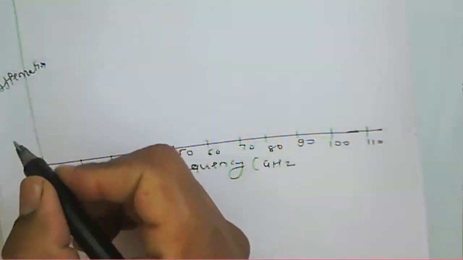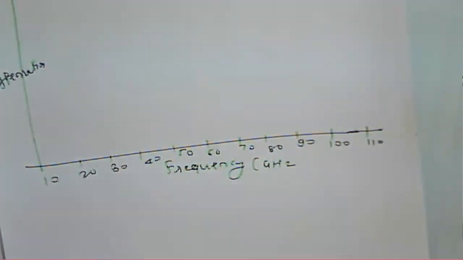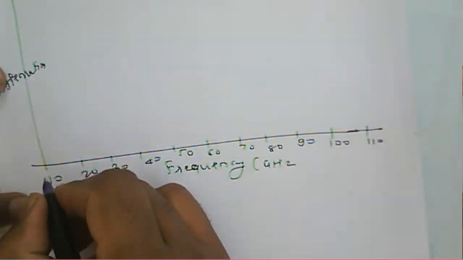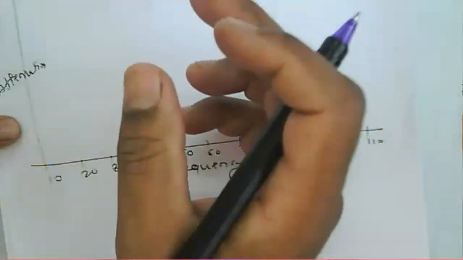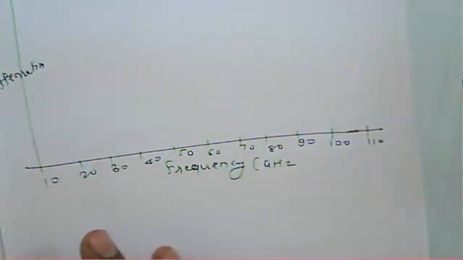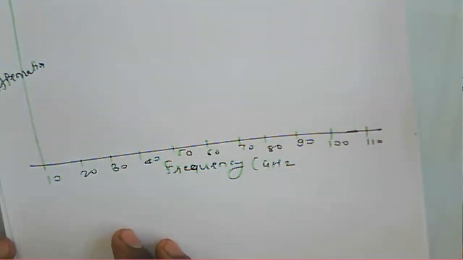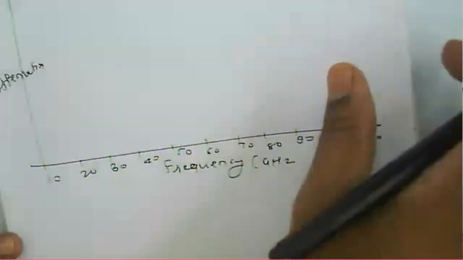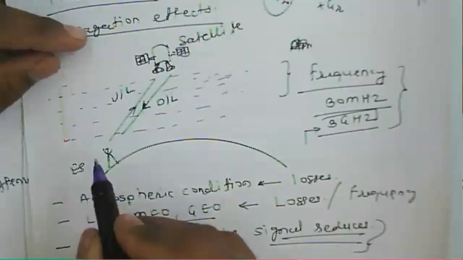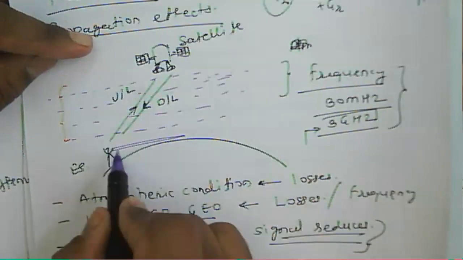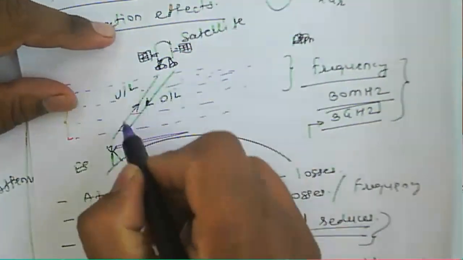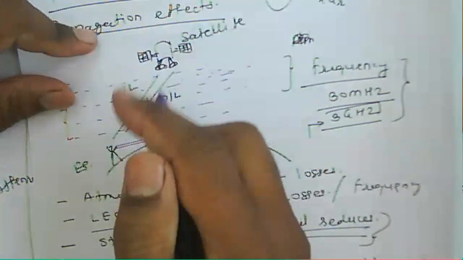Now at that particular frequency, if you see that particular graph, you can check that the earth station has some particular elevation. So we have attenuation for the satellite: when we transmit the signal, attenuation of the signal occurs, or at that particular reception.